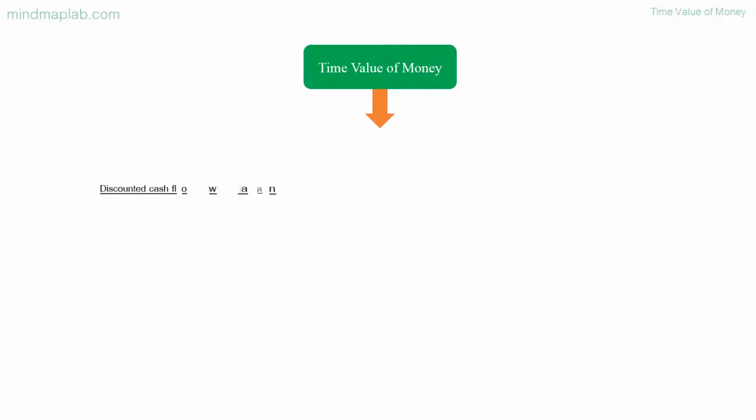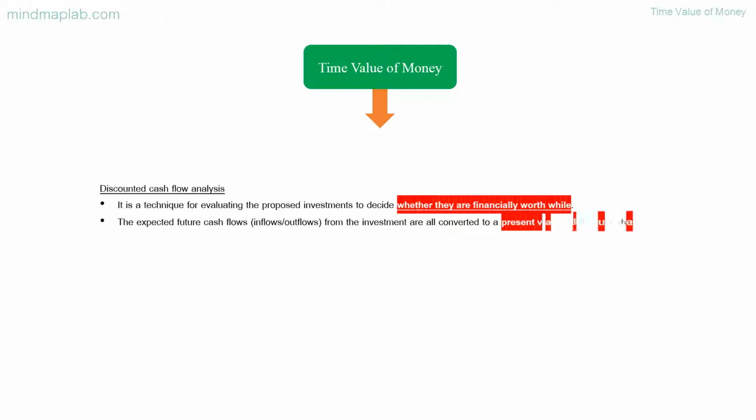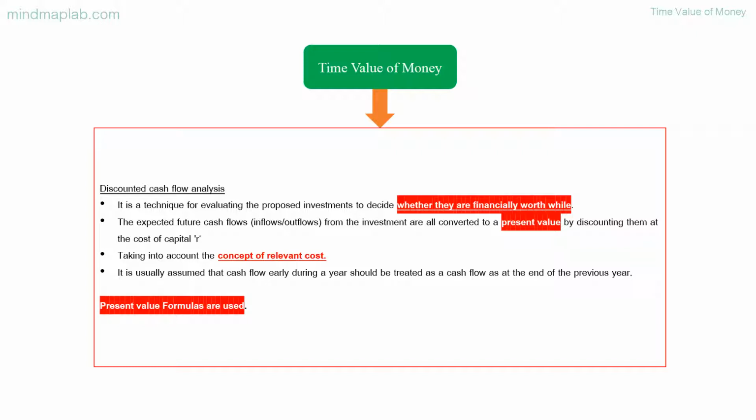Before going further, let's understand the concept. Time value of money. Discounted cash flow analysis. It is a technique for evaluating the proposed investments to decide whether they are financially worthwhile. The expected future cash flows, inflows, outflows, from the investment are all converted to a present value by discounting them at the cost of capital R. Taking into account the concept of relevant cost.